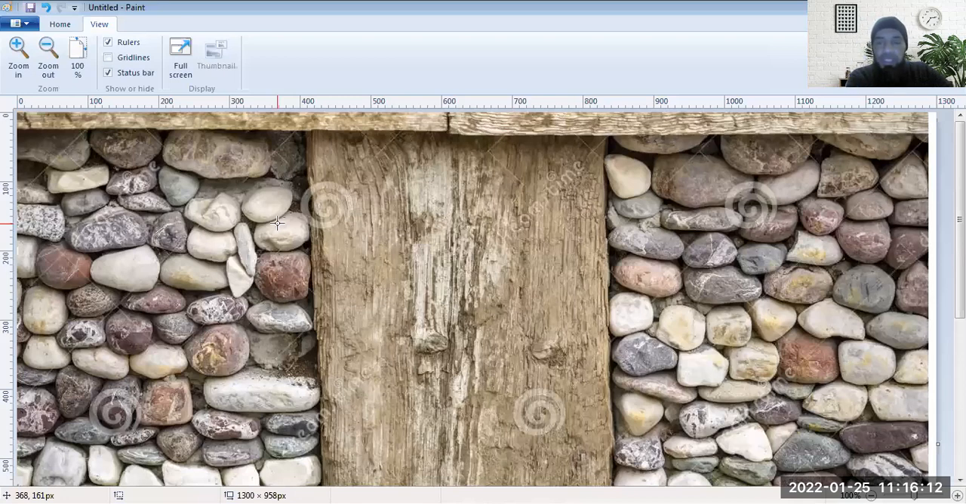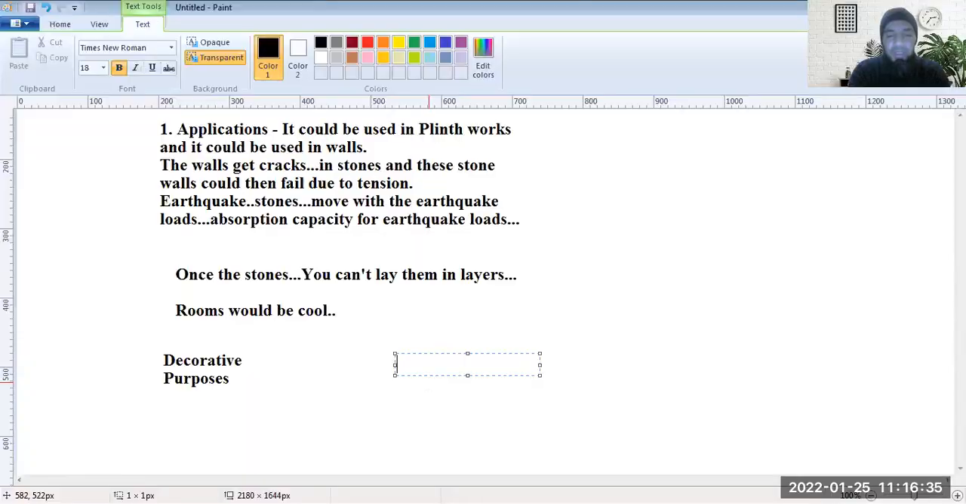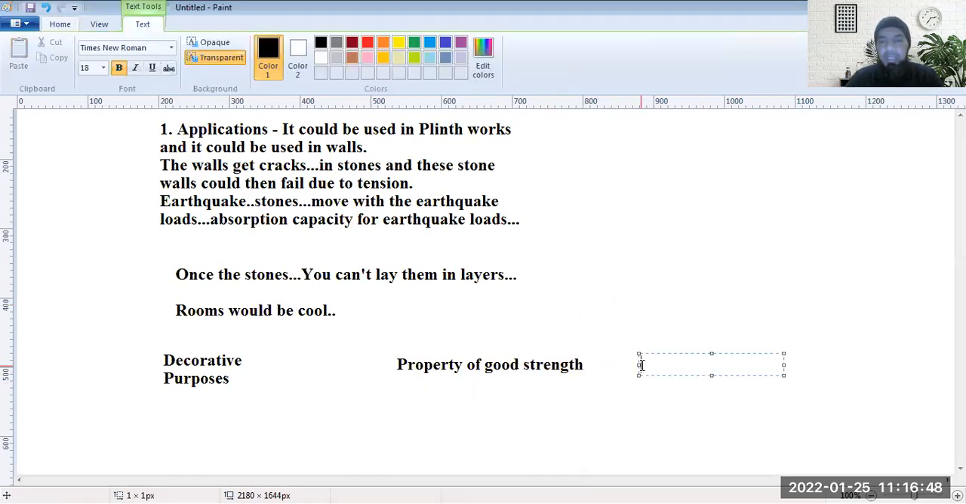And with the use of these types of stones, if they are properly filled up with concrete and then you have proper plastering done over them on one side, they could still serve the purpose of a very good wall. Moreover, stone has, other than earthquake resistance, also a property of good strength. Rather, a stone could take even up to 100 megapascals, as compared to concrete, which would just take 30 to 40 megapascals.